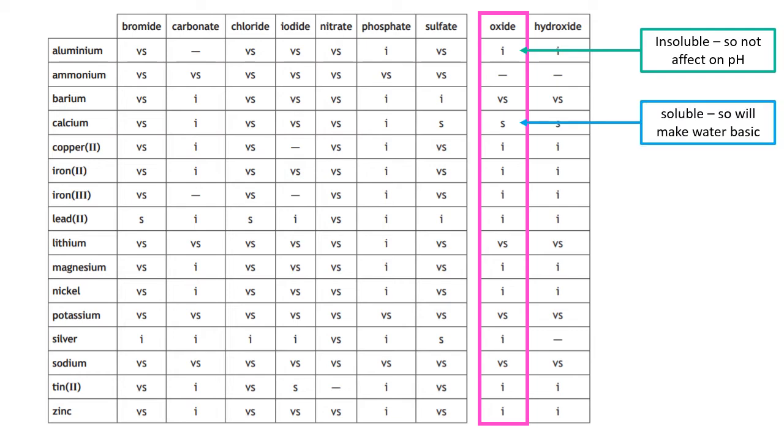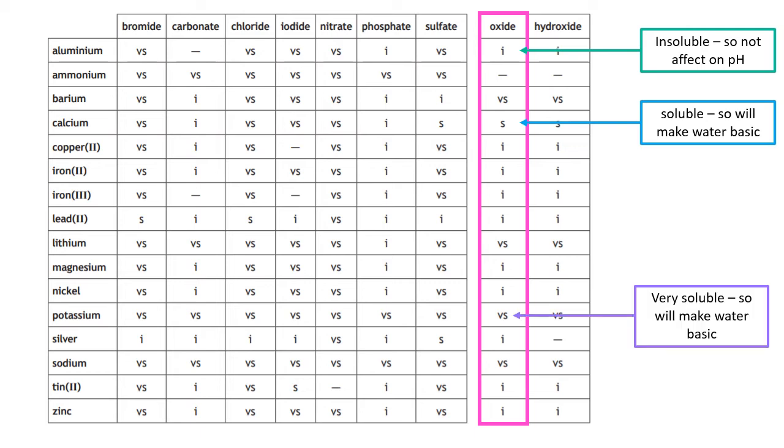The next one we've got is calcium. So calcium, we read across to the oxide column, it's got S written in there. S means it's soluble, and remember, any metal oxide that is soluble will make water basic. It'll make the pH greater than 7.